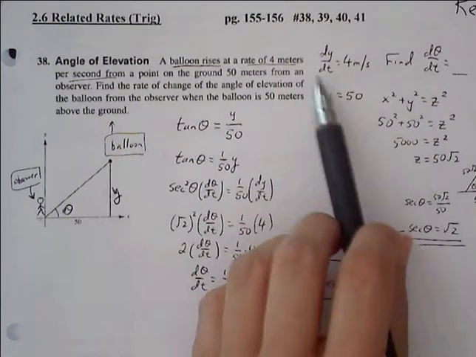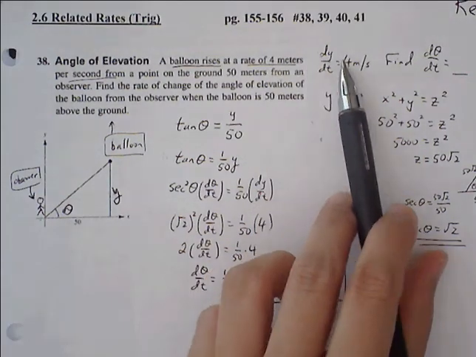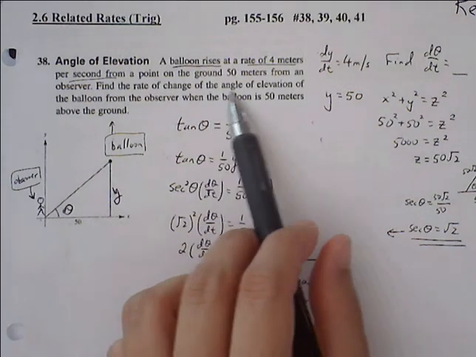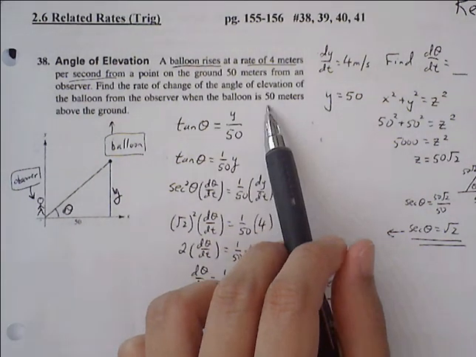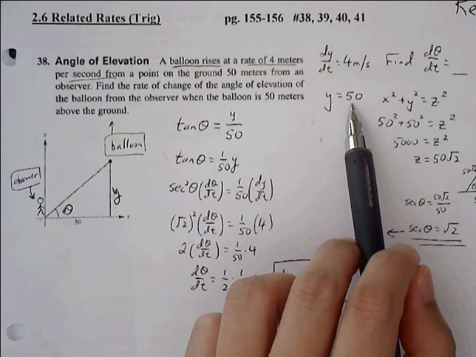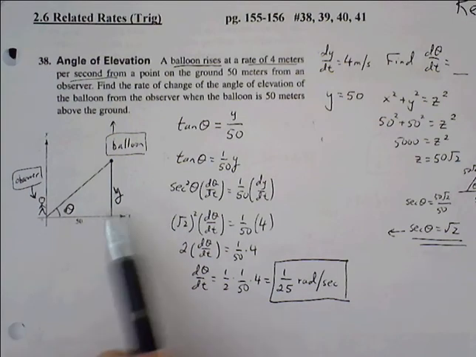So we know dy/dt is going to be 4 meters per second, since that's the rate at which the balloon is rising. We're trying to find d theta/dt because we're trying to find the rate of change of the angle of elevation at the moment when y is 50. So we have some information about y at this moment in time. So we're going to create an equation that will relate the variables and the information that we see here. So we want to involve theta, 50, and y.